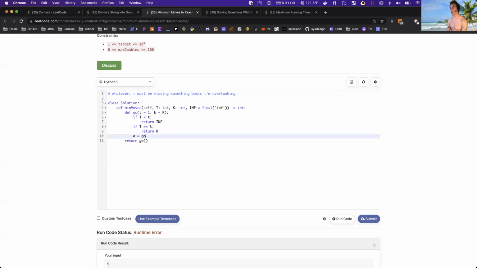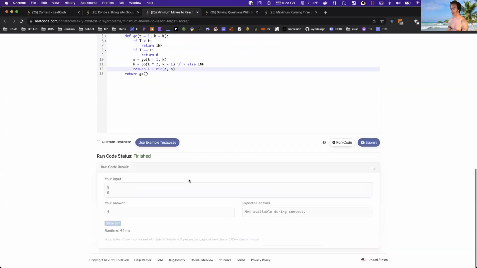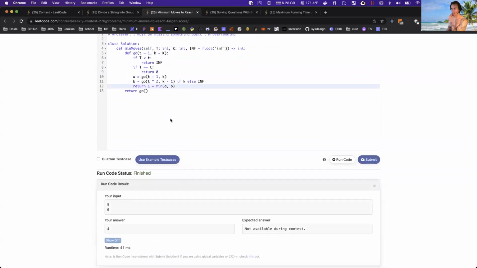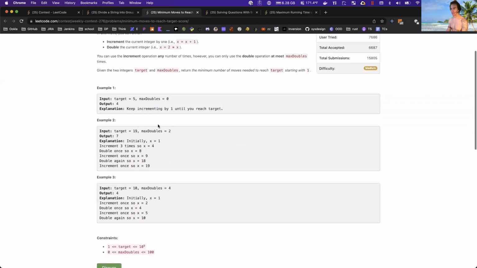So a equals go, we increment by one. Same amount of k. B is we have K, then we'll do instead of I, T, T plus one, T times two, K minus one, if K else, and one plus the minimum of A and B. Okay, yeah, that's what I'm expecting. I don't expect infinite recursion. What the hell?